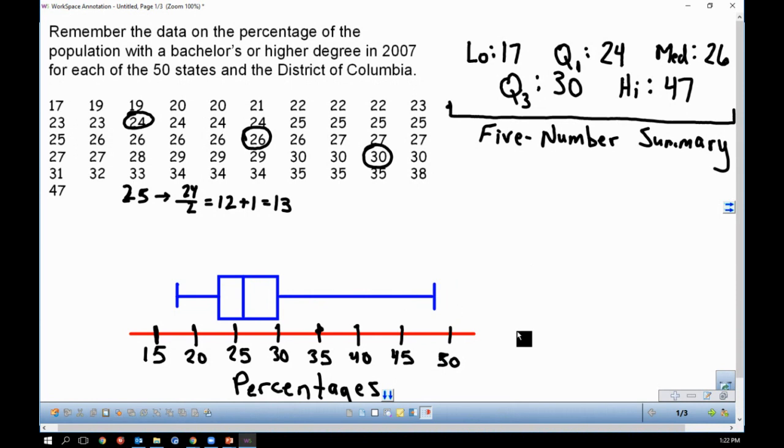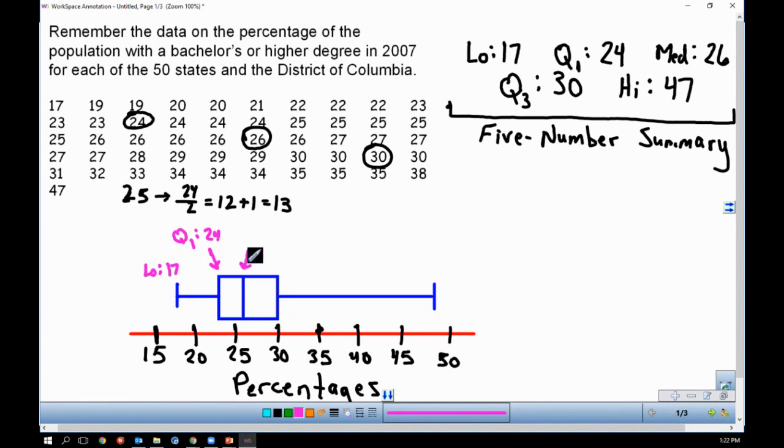It's also good practice to label what you're looking at here. So what are all these lines? What do they represent? Well, let's see. This one right here is our low value. That's what? 17. That line is our Q1 value. That's at 24.